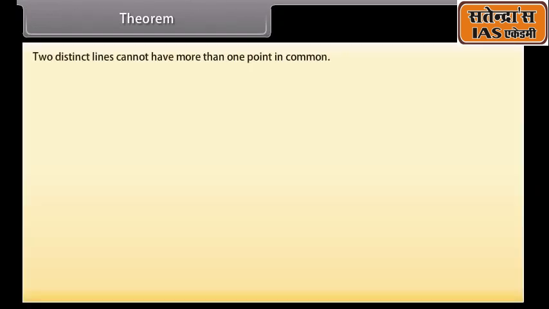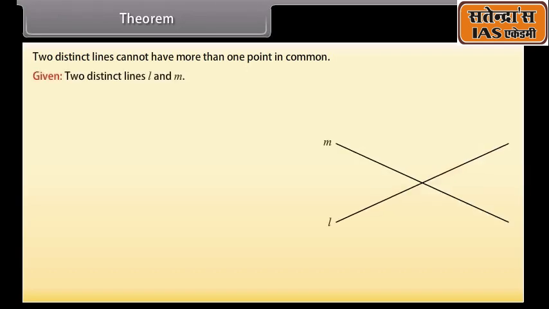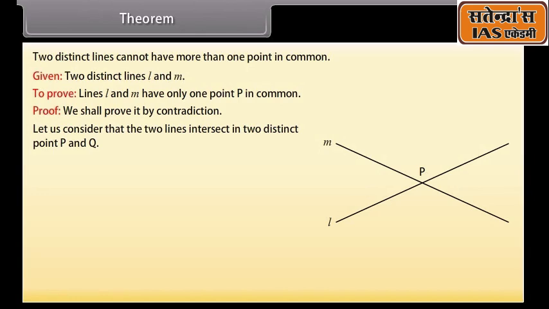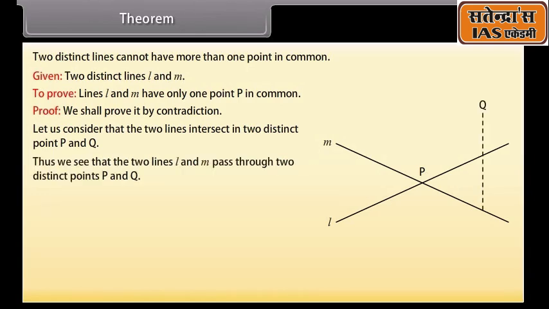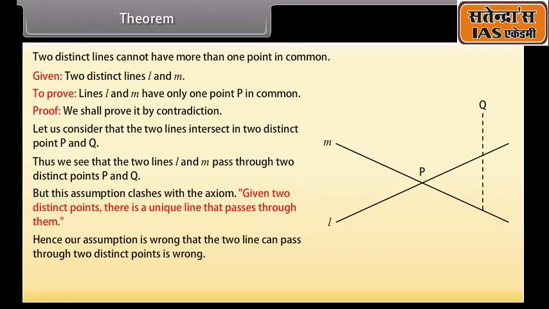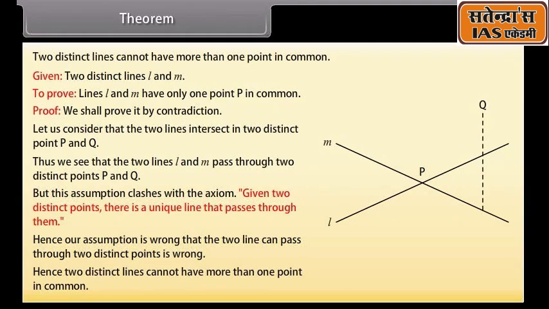Theorem. Two distinct lines cannot have more than one point in common. Given two distinct lines L and M, we have to prove that lines L and M have only one point P in common. Proof. We shall prove it by contradiction. Let us consider that the two lines intersect in two distinct points P and Q. Thus, the two lines L and M pass through two distinct points P and Q. But this assumption clashes with the axiom: given two distinct points, there is a unique line that passes through them. Hence, our assumption that the two lines can pass through two distinct points is wrong. Hence, two distinct lines cannot have more than one point in common.